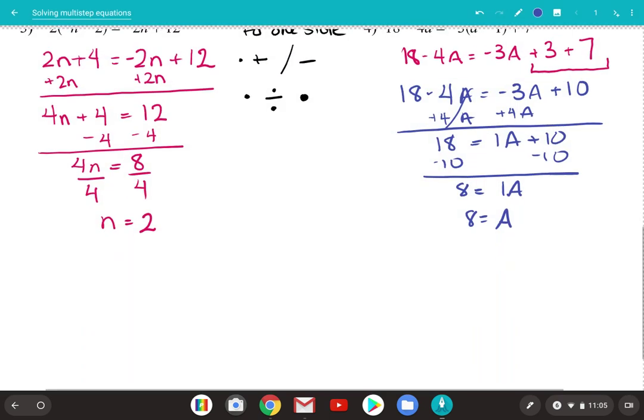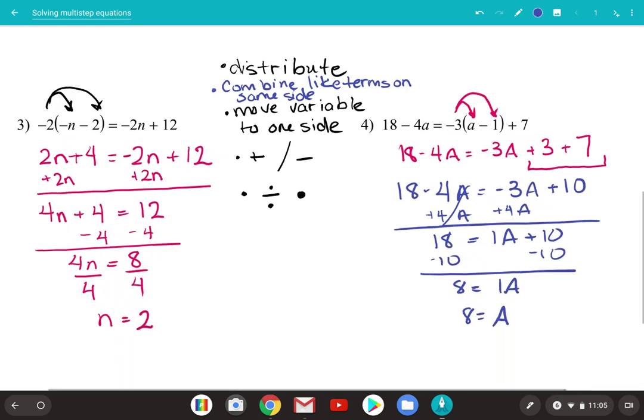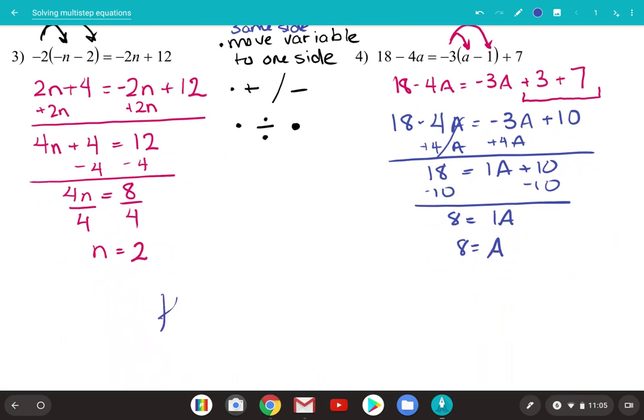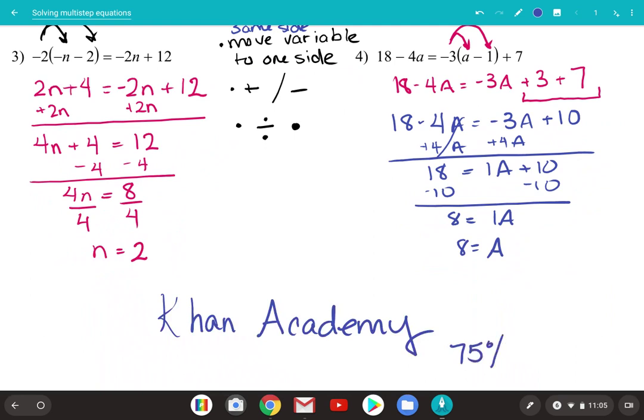So I want you to keep practicing these and then go on to Khan Academy. There are a few questions you want to do. I think there's only 4. Remember, you need to get a 75% or better to get your full credit.